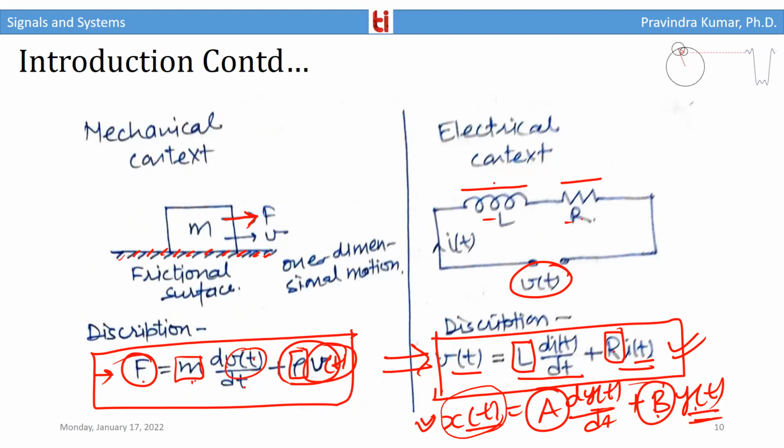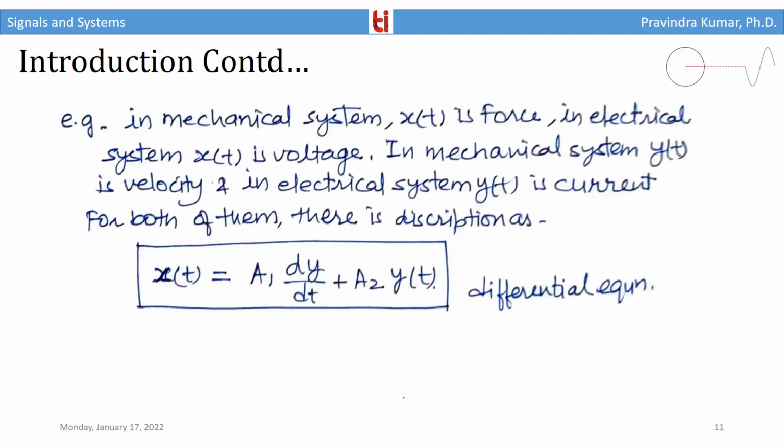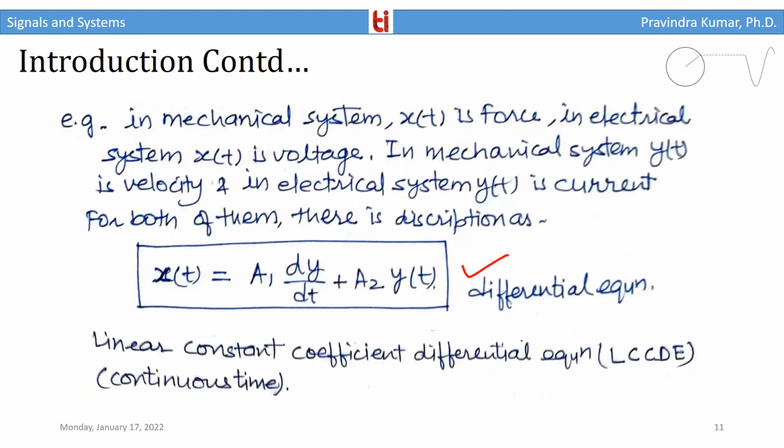I'm not interested in whether it is current or velocity, whether it is voltage or force. So this equation is a generalized equation. In a mechanical system, x(t) is force, in an electrical system, x(t) is voltage. So I can write my differential equation like this. And this equation is basically known as the linear constant coefficient differential equation.